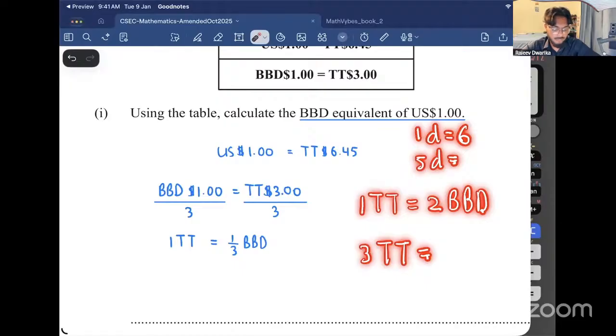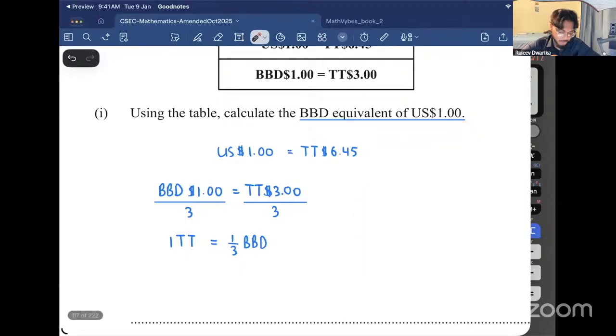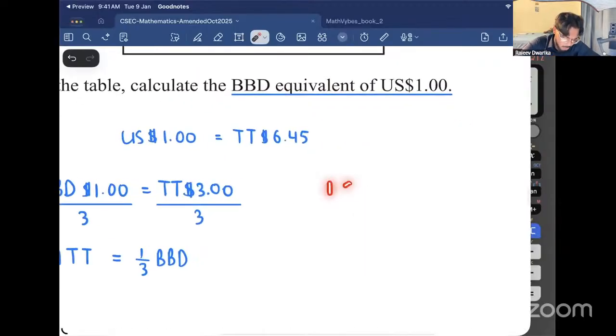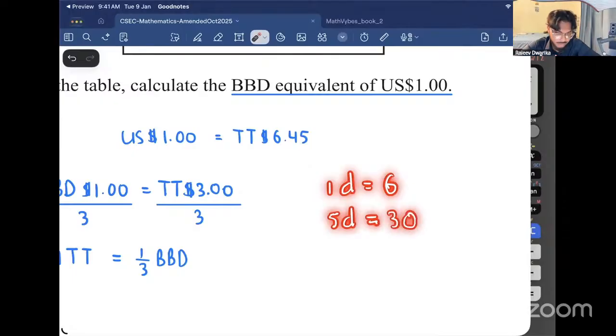Right, so let me run through that example one more time. If I told you that 1 dollar costs $6, and I ask you how much 5 dollars would cost, what are you gonna do? Divide 6 by 5, sir. And you get 30. Yeah.